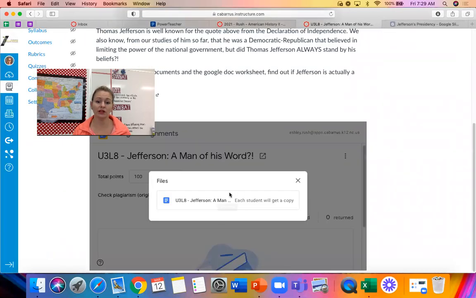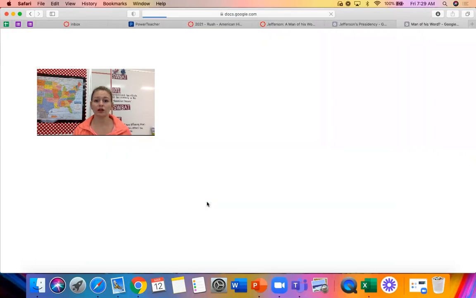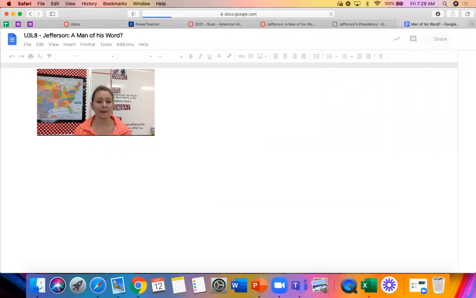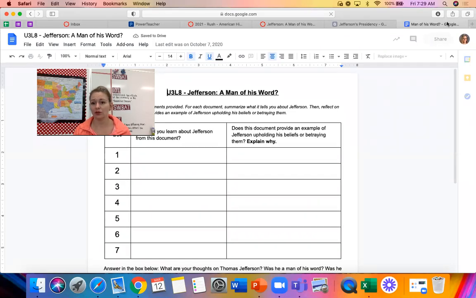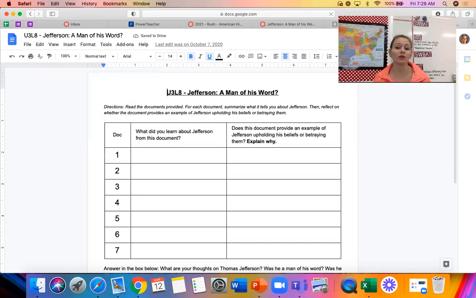you're going to complete the Google Doc that is linked here. And you're going to tell me, we all know that Jefferson was a man who stated in the Declaration of Independence that all men are created equal, right? And he had these great beliefs that he was standing on. But did he always actually follow through with them? That's what you're going to be putting in here.